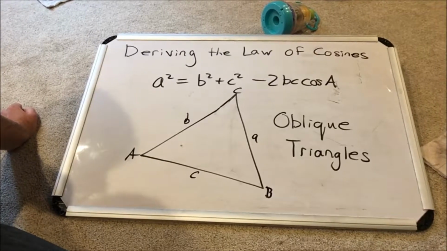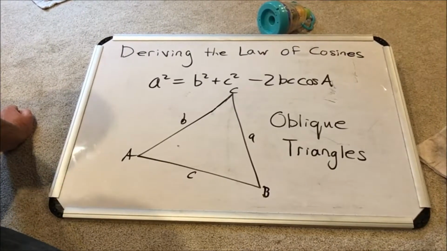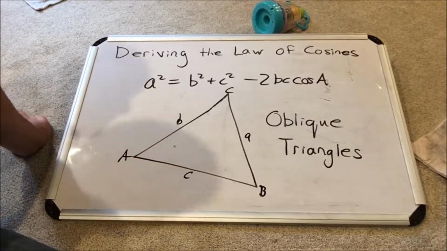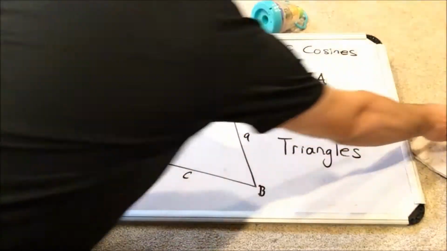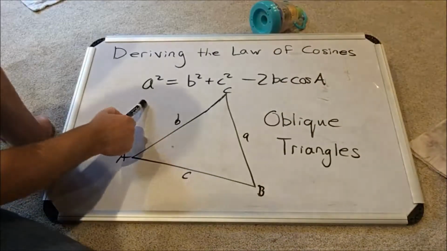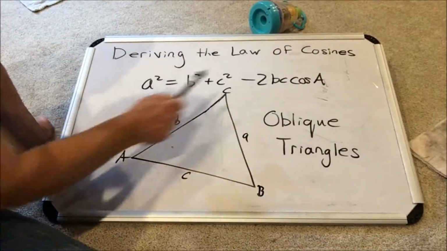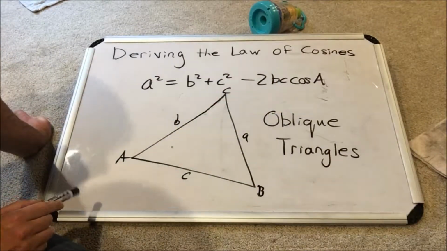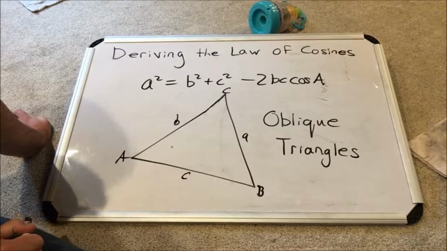Today we are going to prove or derive the law of cosines. And here is one example of the law of cosines that most people are familiar with. We have here a squared equals b squared plus c squared minus 2bc cosine A. And now you see why it might be called the law of cosines.